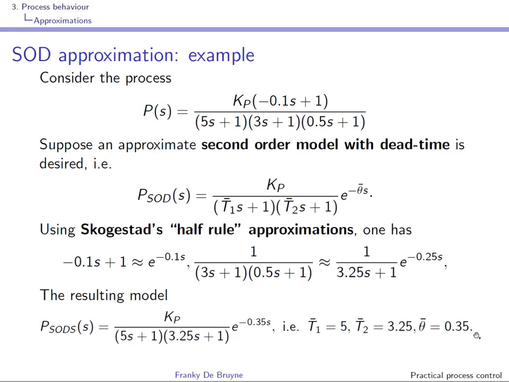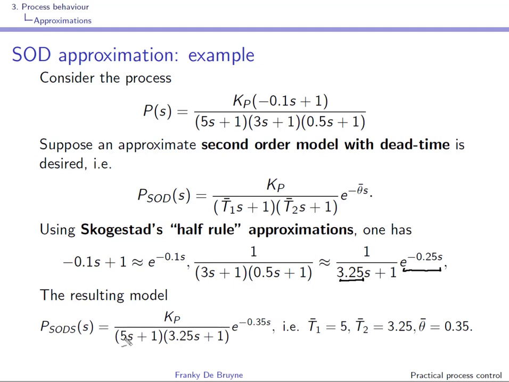Let us now use Skogestad's half rule approximation. We look for the largest approximated time constant. This is this one. We take the corresponding time constant, and for half of its value we put it in a delay. Here you've got it, and the remaining half is added to the smallest time constant that is retained. So this is 3 here, and this is why we have here a time constant of 325, right?